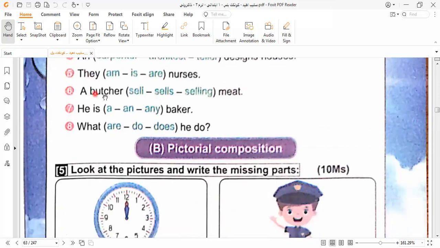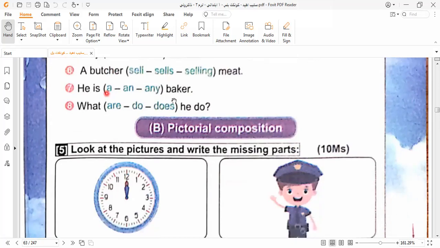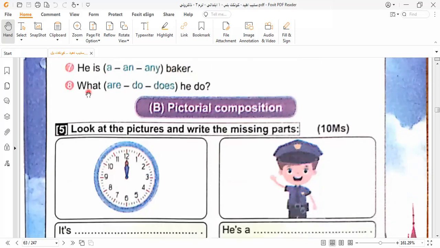A butcher. So butcher is singular. Singular likes s. So I select this one. The butcher sells. So I select the one in the middle because butcher is singular. He is a, or an, or any baker? This is about the concept, so I select a.